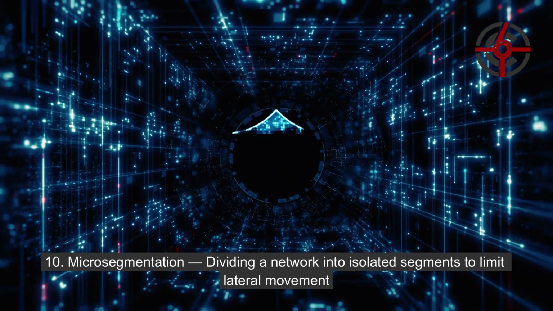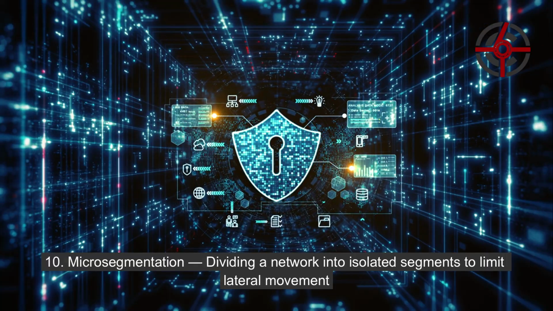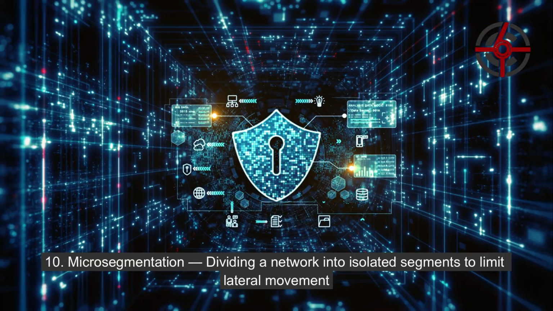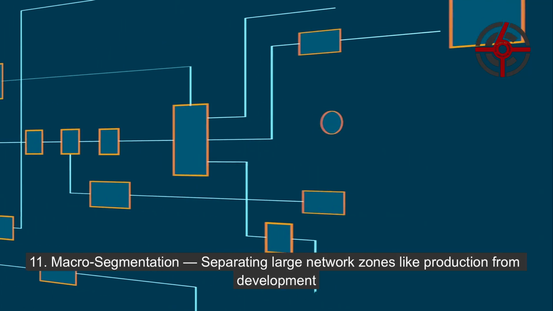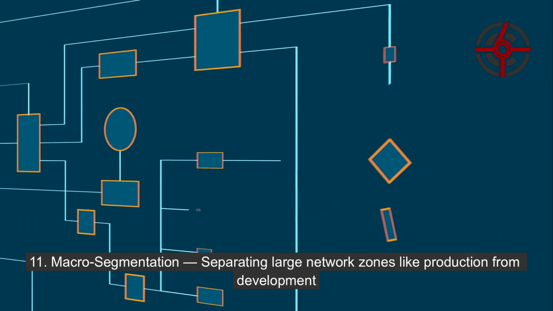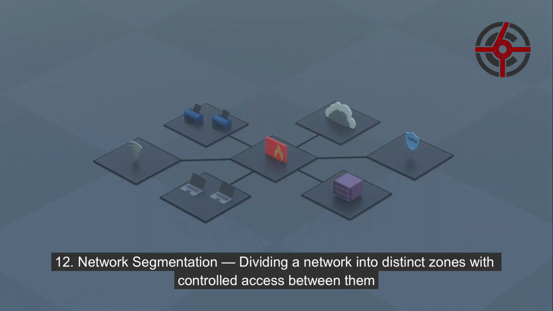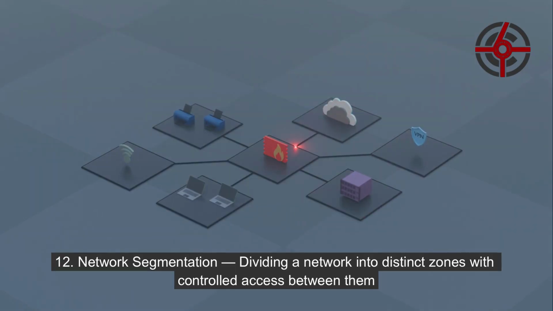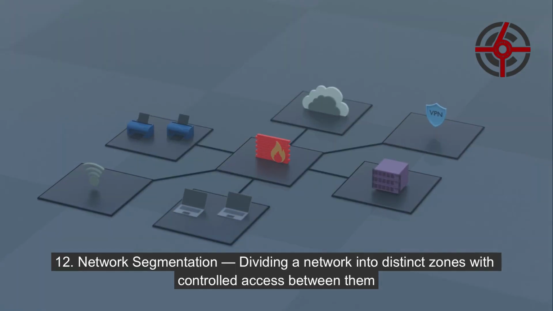10. Microsegmentation, dividing a network into isolated segments to limit lateral movement. 11. Macro-segmentation, separating large network zones like production from development. 12. Network segmentation, dividing a network into distinct zones with controlled access between them.